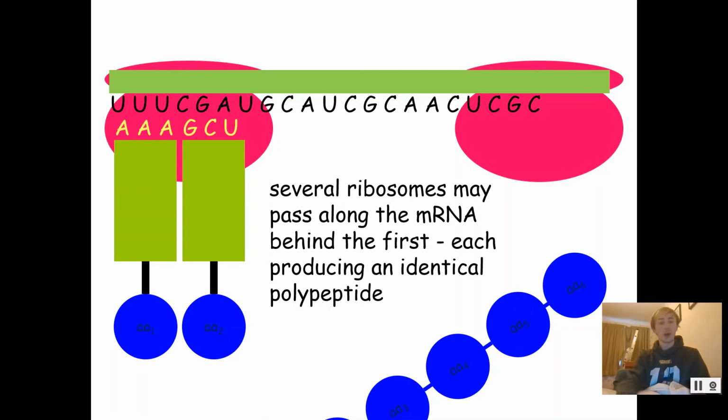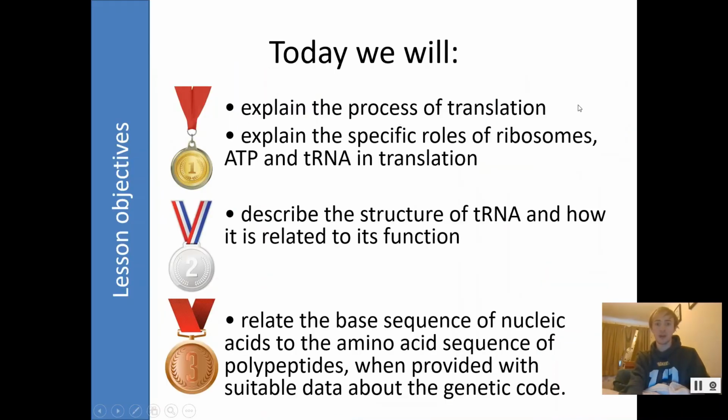ATP is used. Now, we've already completed the first learning objective, which is to explain the role of the process of translation. We've done the second one already last lesson. We need to be able to explain the specific roles of ribosomes. I feel we can probably have a go at tRNA, yes, but ATP. Now, ATP, as I'm hoping you remember, is a chemical which is used to release energy, and it's made during respiration.